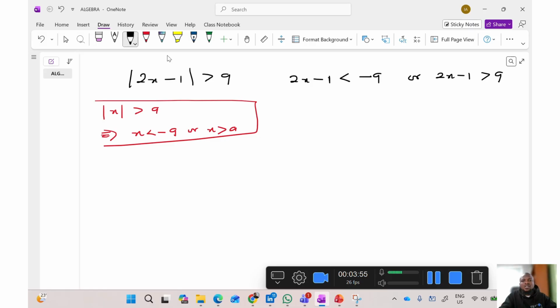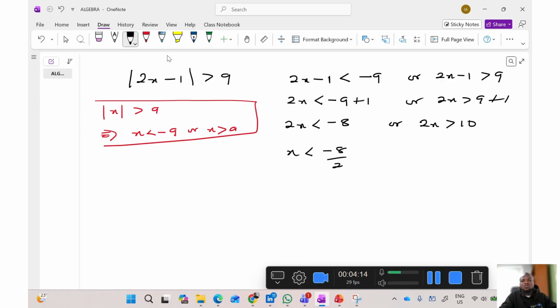So that implies that 2x is less than minus 9 plus 1, or 2x is greater than 9 plus 1. Okay? So 2x is less than minus 8, or 2x is greater than 10. So that implies that x is less than minus 8 over 2, or x is greater than 10 over 2. So x is less than minus 4, or x is greater than 5. I hope this is understood.